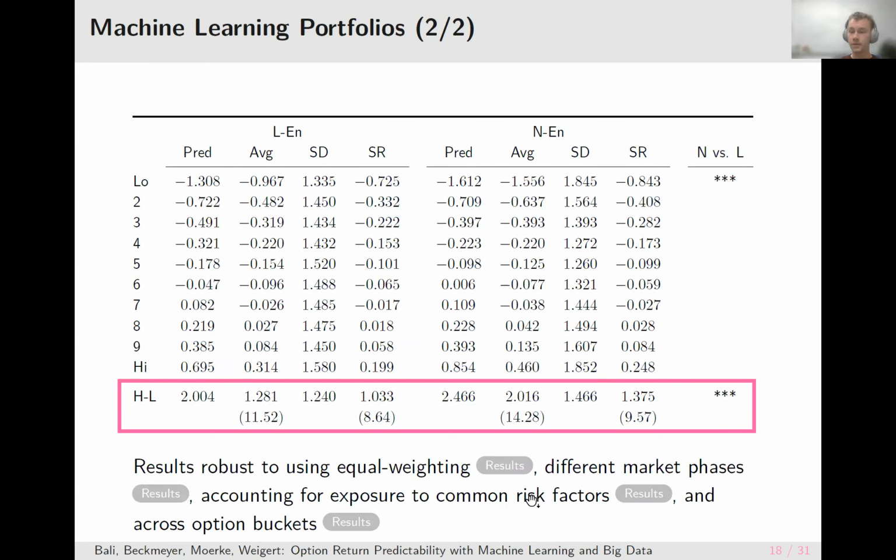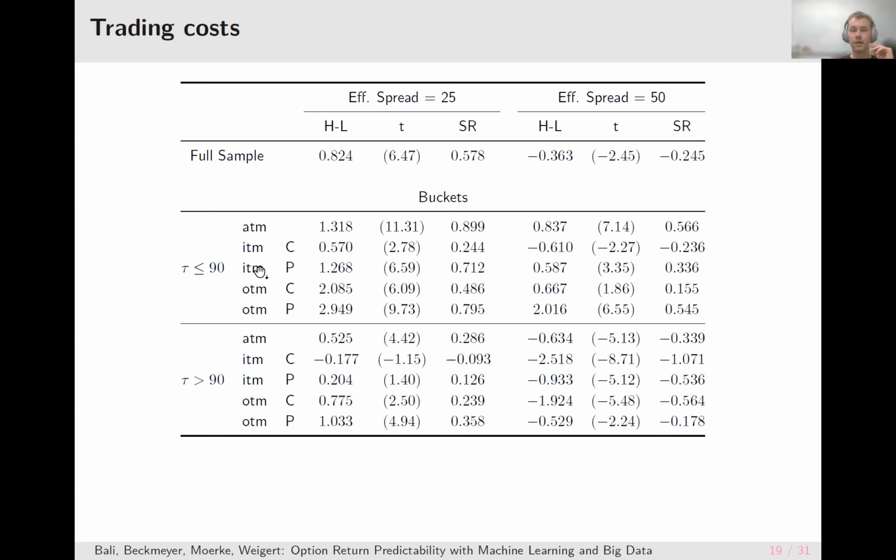These results are robust to using equal weights. Robust during different market phases. We can account for the exposure of common risk factors, and it also holds across all of the option buckets that we consider. Now we can also have a look at trading costs, right?